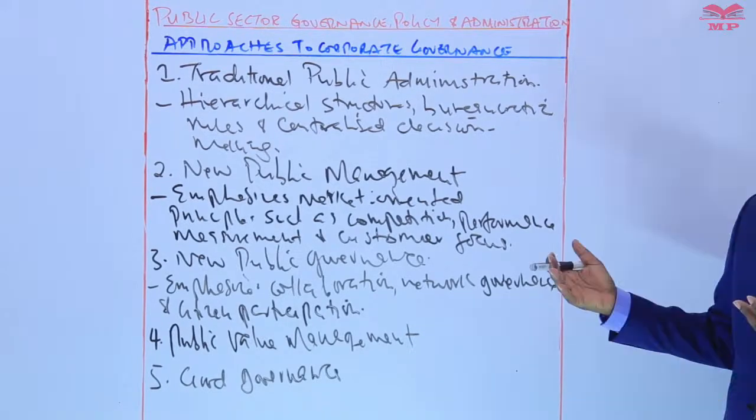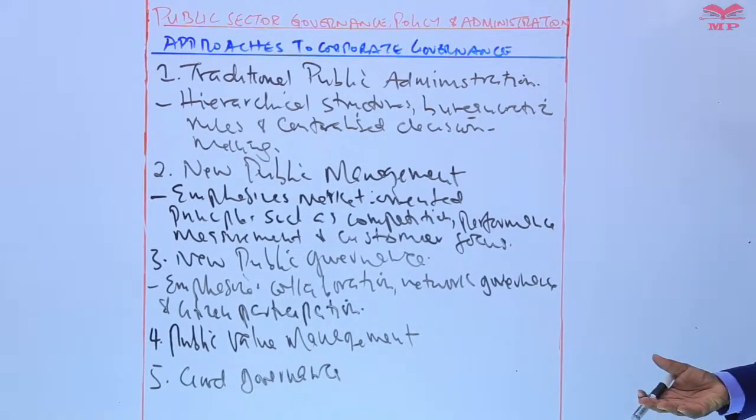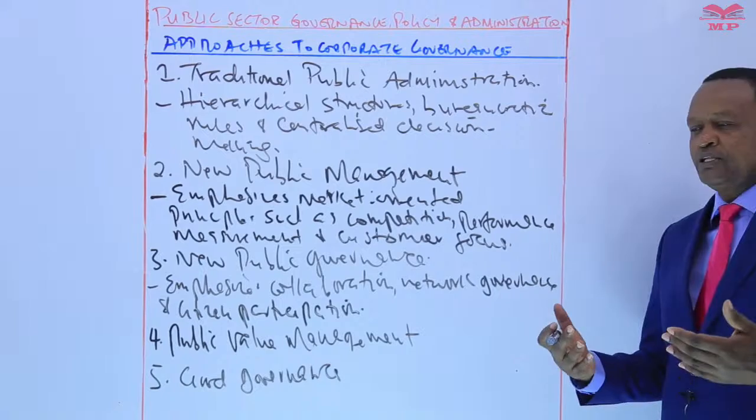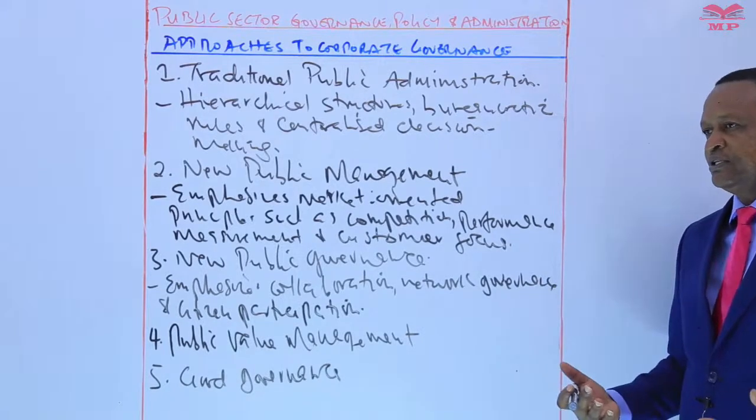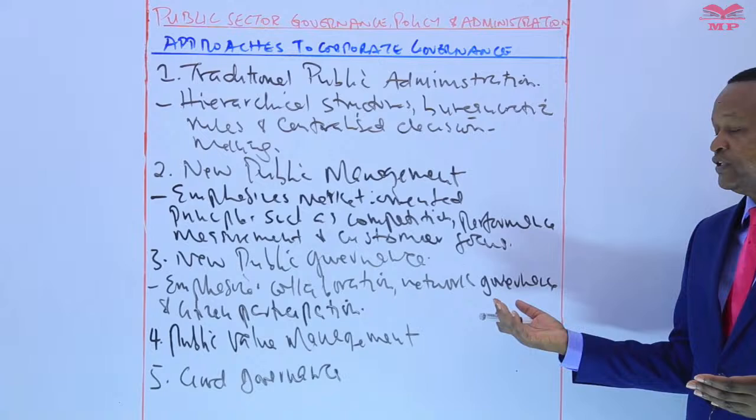So these are, in brief, five approaches to corporate governance in the public sector. The Kenyan public sector has adopted a mix of these approaches.